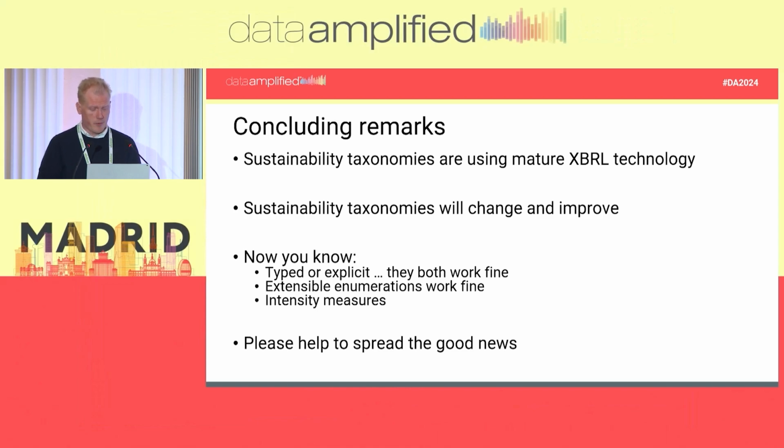There are definitely things that can be improved in sustainability taxonomies. That is as it should be. Taxonomies and digital reporting are iterative processes and really happy feedback loops. So if you hear concerns about typed or explicit dimensions or enumerations instead of text, now you know, they all work just fine. Digital sustainability reporting is here. Please do spread the good news.